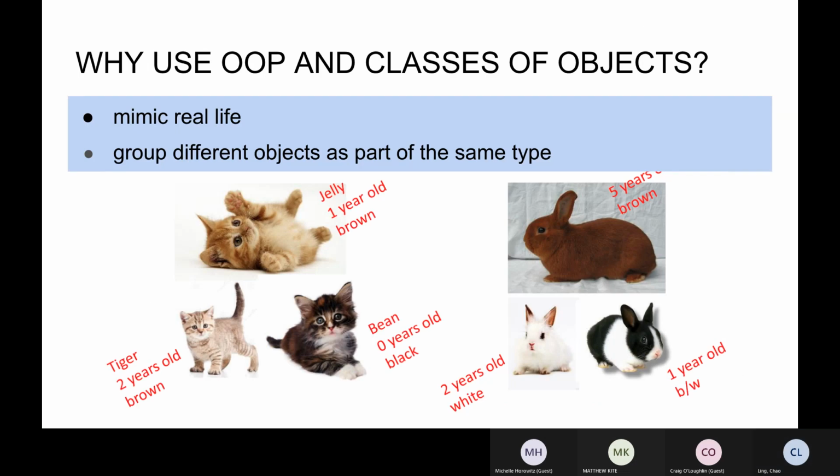So why use OOP? Like I already mentioned to you, it's very natural for humans to use objects in everyday life. So why not use that in programming, okay? And you can group all different types of classes into the same type. So to define a class cat, you may want to define the name, the year born, and the color.